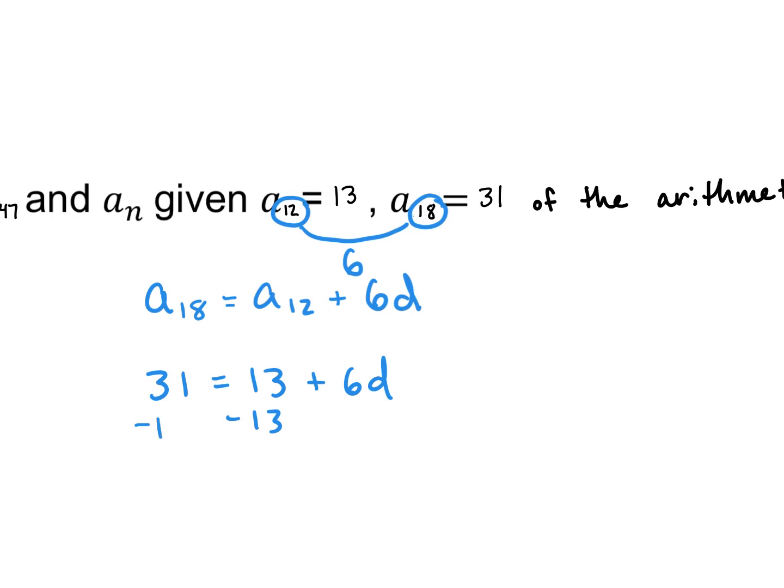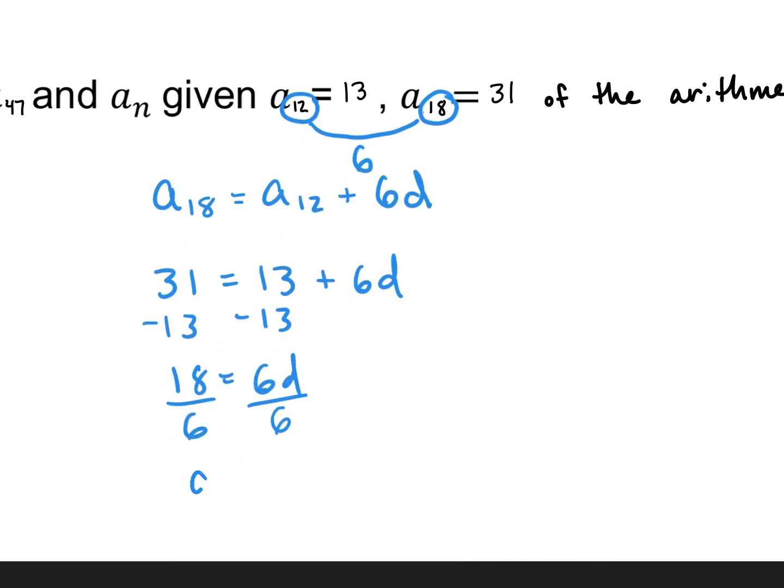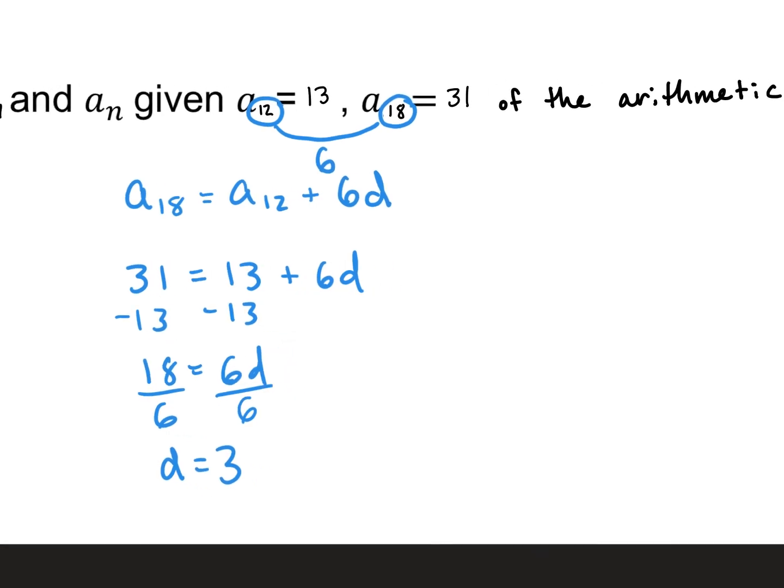Subtract 13 on both sides. So this would be 18 is equal to 60 divided by 6. So what's D? 3. D is 3. Our common difference is 3. Now, how can I find the 47th term?